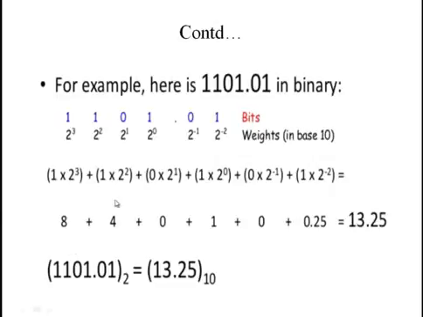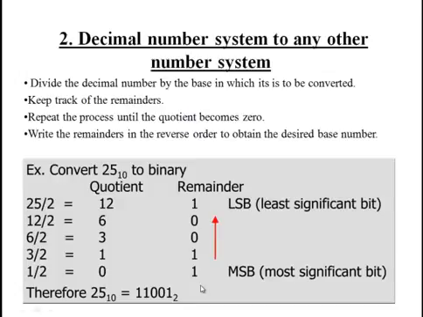Another example is 1101.01 in binary. So the weights associated with the various digits are 2 raised to power 0, 2 raised to power 1, 2 raised to power 2, 2 raised to power 3 for the integer part, and 2 raised to power minus 1, 2 raised to power minus 2 for the fractional part. And then these weights are multiplied by the corresponding bits, and then these are added, and the resultant is 13.25.